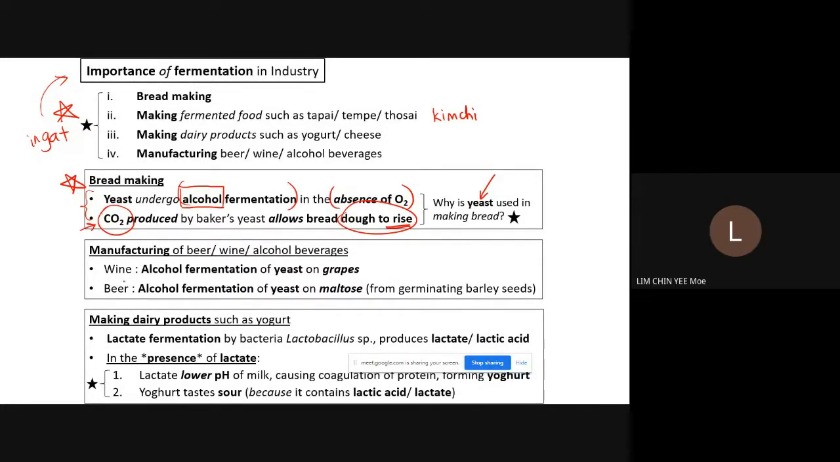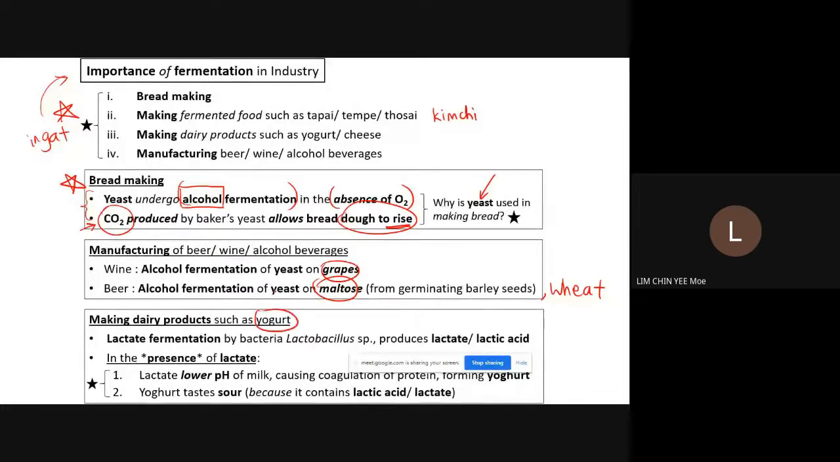And now, wine is made from grapes. Beer is from the maltose. It depends. Ada je beer yang buat daripada wheat, ada beer yang dari barley. So it depends. Wine tu memang from grapes, either yang purple tu atau yang green. Kalau red wine tu yang grapes, anggur yang purple. Okay. Anyway, making dairy products such as yogurt.